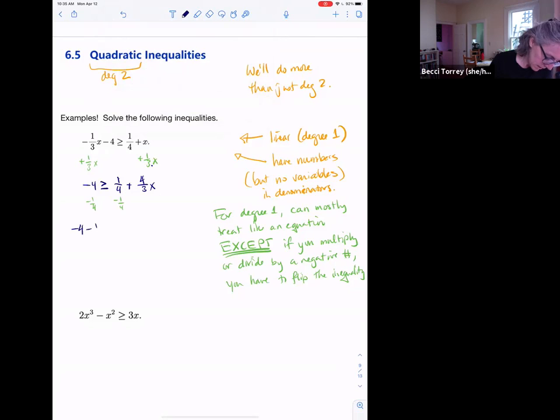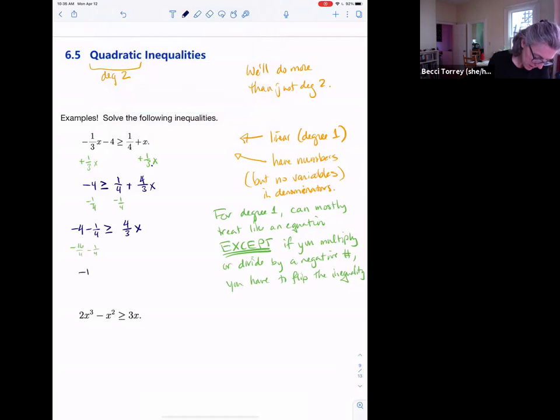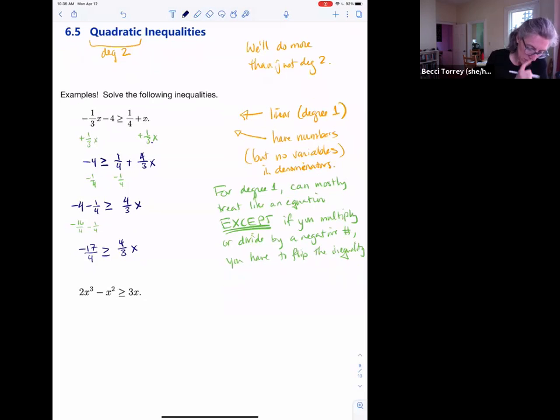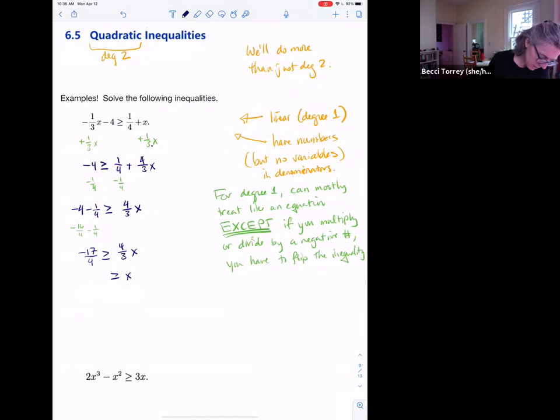So this is minus 4 minus 1/4 is greater than or equal to 4/3 times x. So -4 is the same as -16/4 minus 1/4. So I have on the left side, -17/4 is greater than or equal to 4/3 x. And I need to get my x by itself, so I'll multiply both sides by 3/4. So I have x is less than or equal to -17/4.